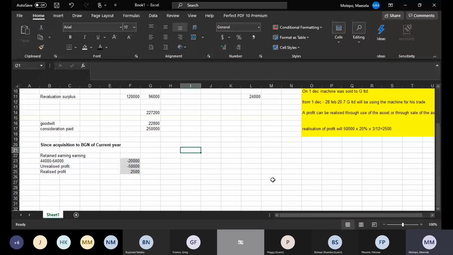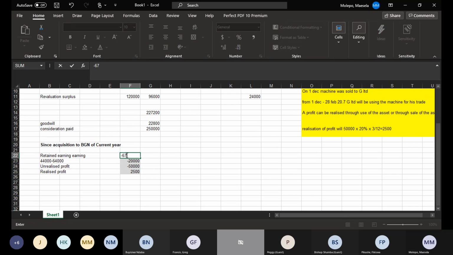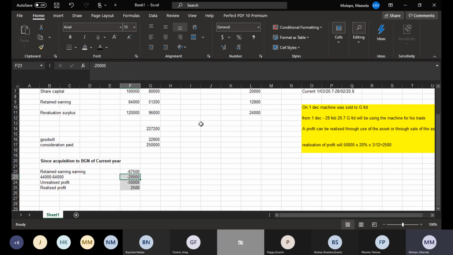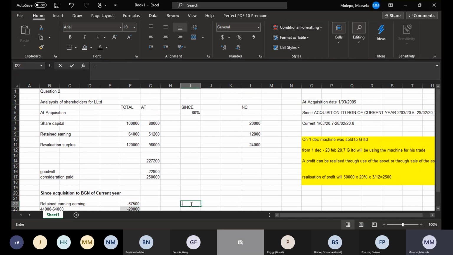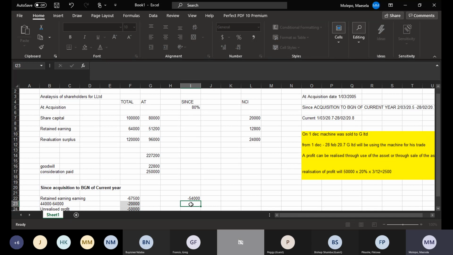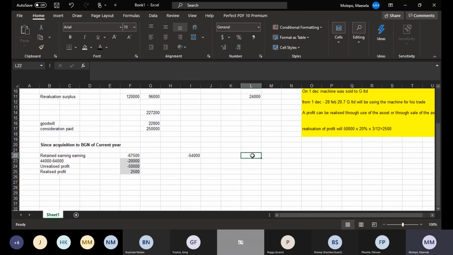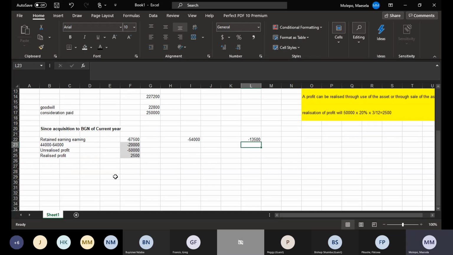Then when we say our minus 20,000 and which will be 70,000, that 70,000 plus the 2.5, then it will give us the minus 67,500. I guess everyone is happy then. Then we have to apportion it according to our columns. So on the post-acquisition, we're going to have a minus of 54,000, and then on our NCI, we'll have the minus of 13,500. Then we continue further.